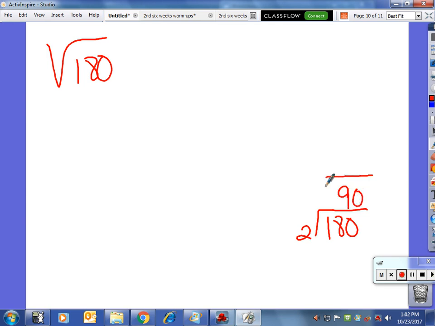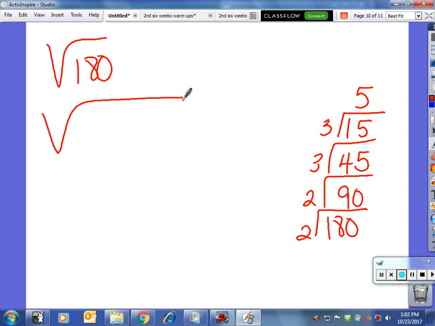2 goes into 180 90 times, right? 2 goes into 90 45 times. I can't divide by 2 anymore. Try the next number, which is 3. Can I divide by 3? 3 goes into 45 15 times. Can I keep dividing by 3? Alright, now I have nothing but primes. So 180 becomes 2 times 2 times 3 times 3 times 5. Do you agree with that?